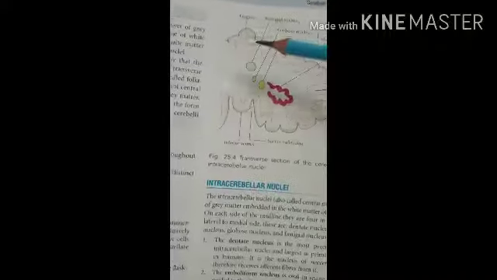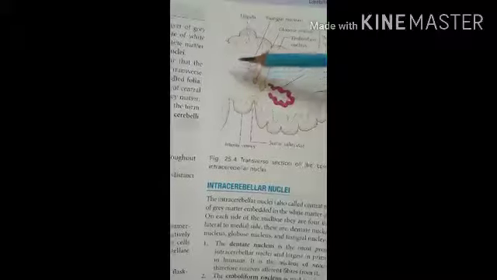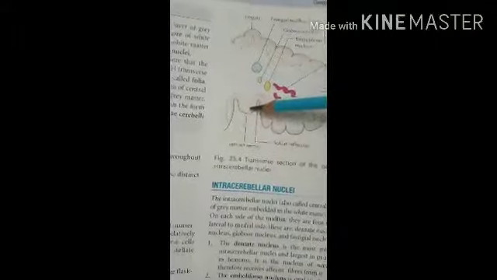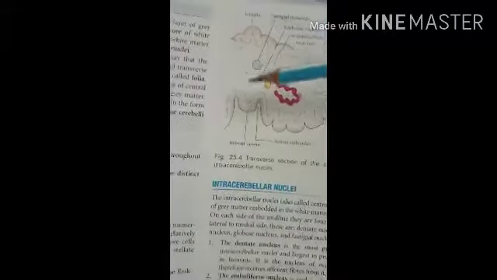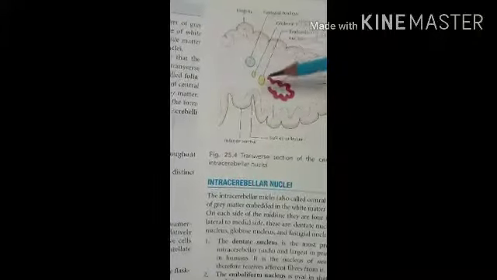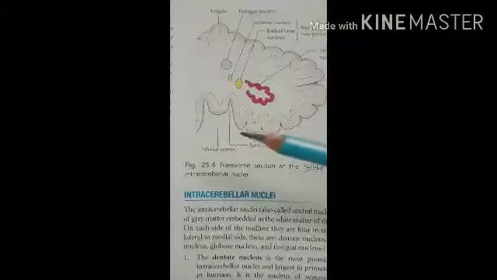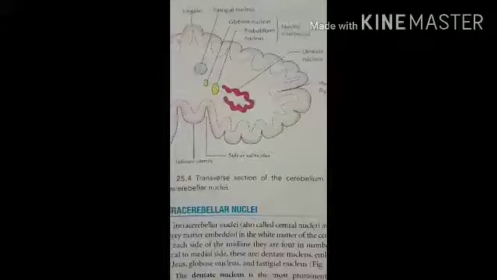Then the last one, that is the fastigial nucleus. It lies near the midline in the vermis. So here you can see the vermis, and it is close to the roof of the fourth ventricle. It is the nucleus of the archaeocerebellum, and hence it receives afferent fibers from the flocculonodular lobe. So those are the four nuclei present in relation to the cerebellum.